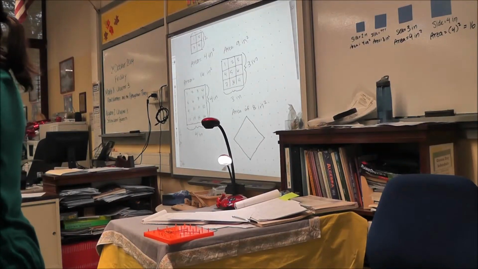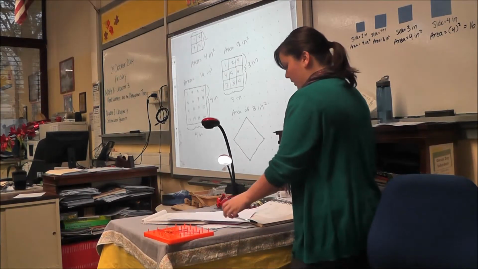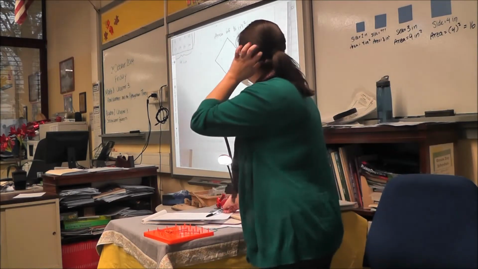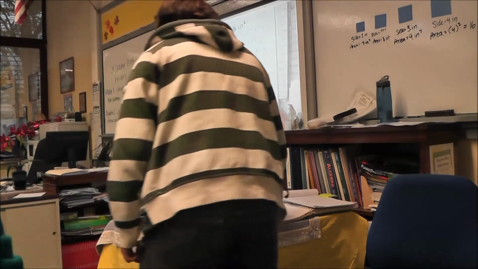Okay, Lucian, I want you to come up and explain. You can come up here and write down if you need to. Explain why this one has an area of 8 square inches. If you draw it down like this.